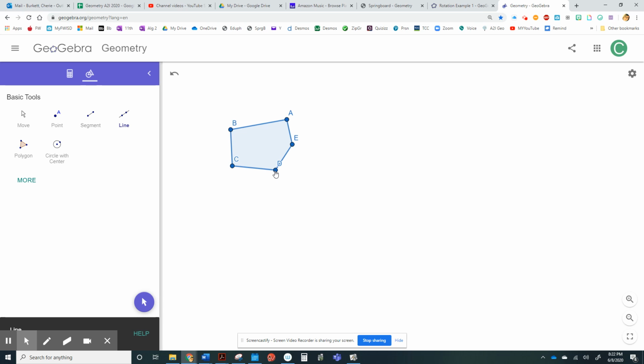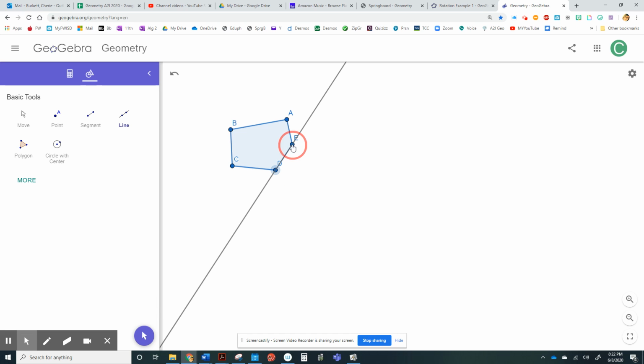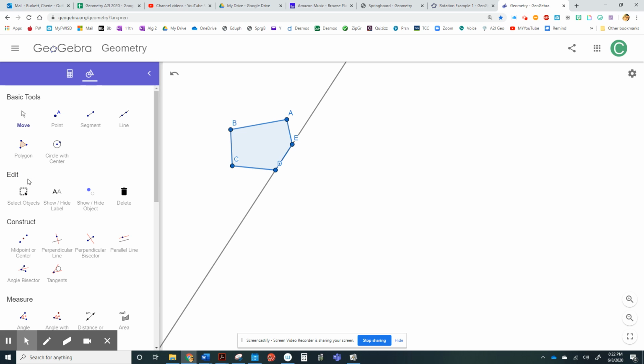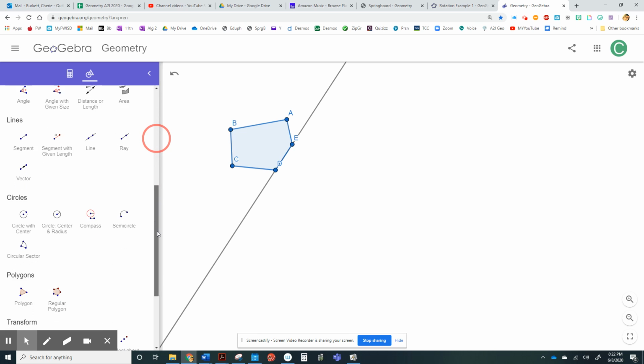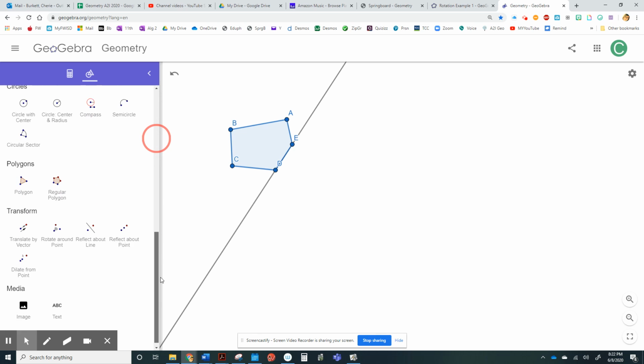It just seems like this side right there is a nice side to reflect about, so I picked that one. And all I did was select the line and then picked 2 points. That's all you need to draw a line, 2 points. I'm going to come over here and click more, and I'm probably going to have to scroll down a good bit. Here we go for transform. We want to reflect about the line.